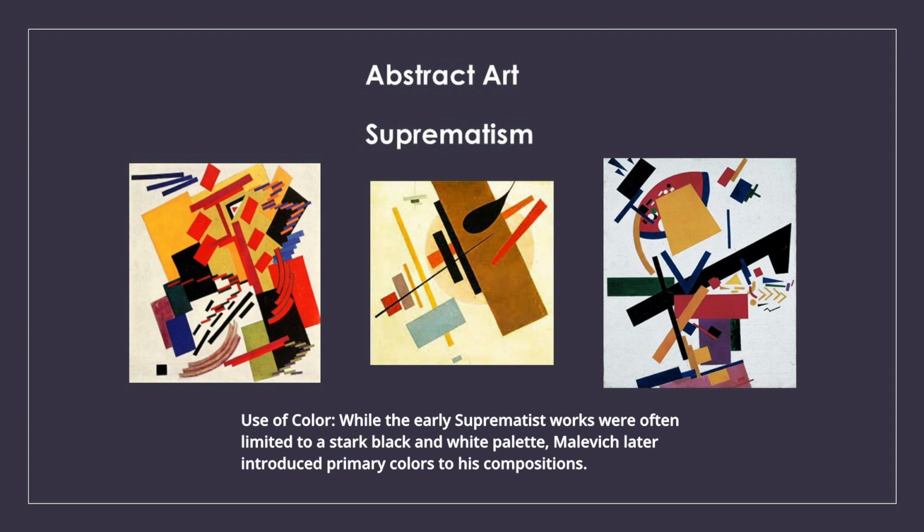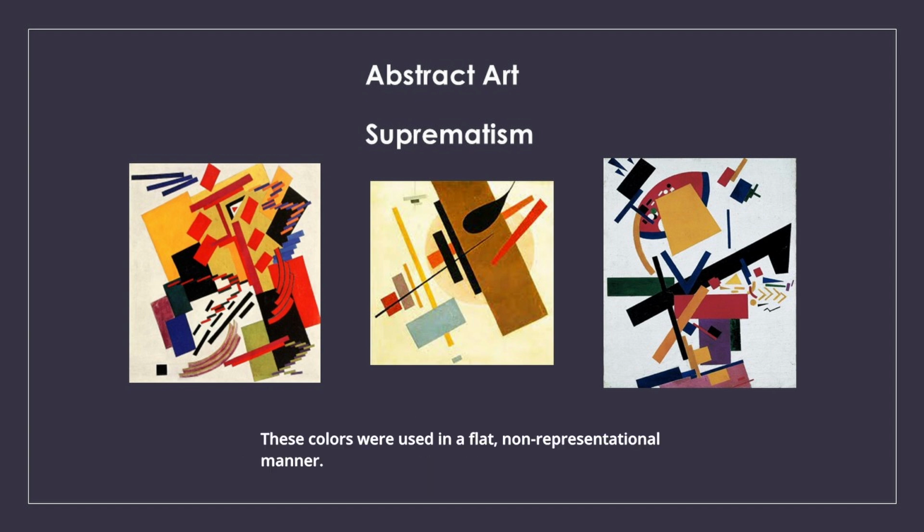While the early suprematist works were often limited to a stark black and white palette, Malevich later introduced primary colors to his compositions. These colors were used in a flat, non-representational manner.